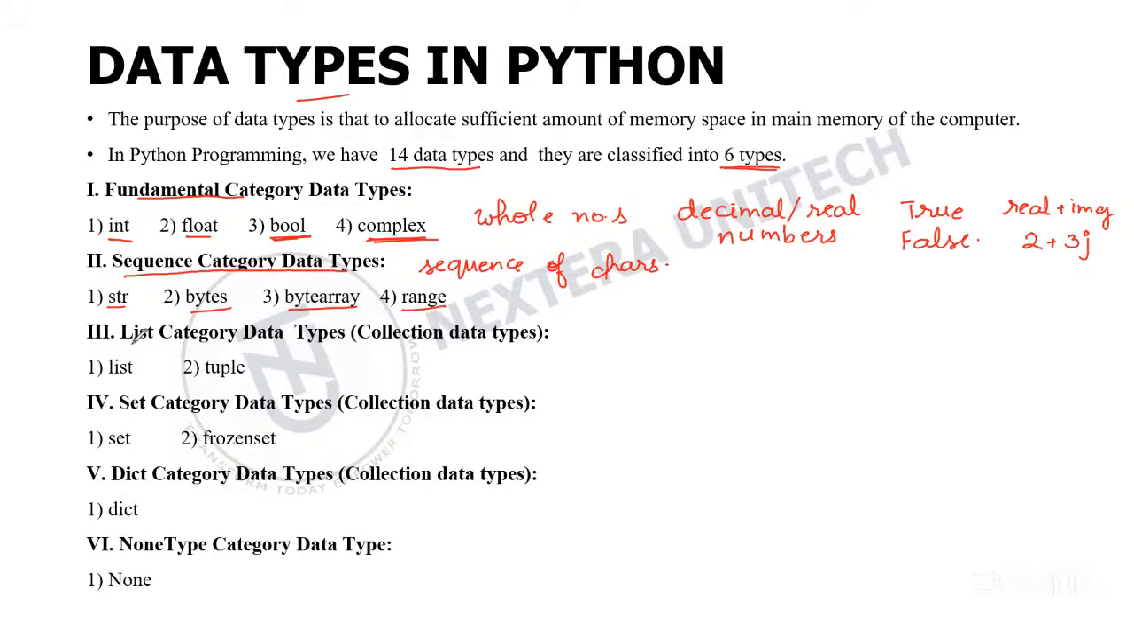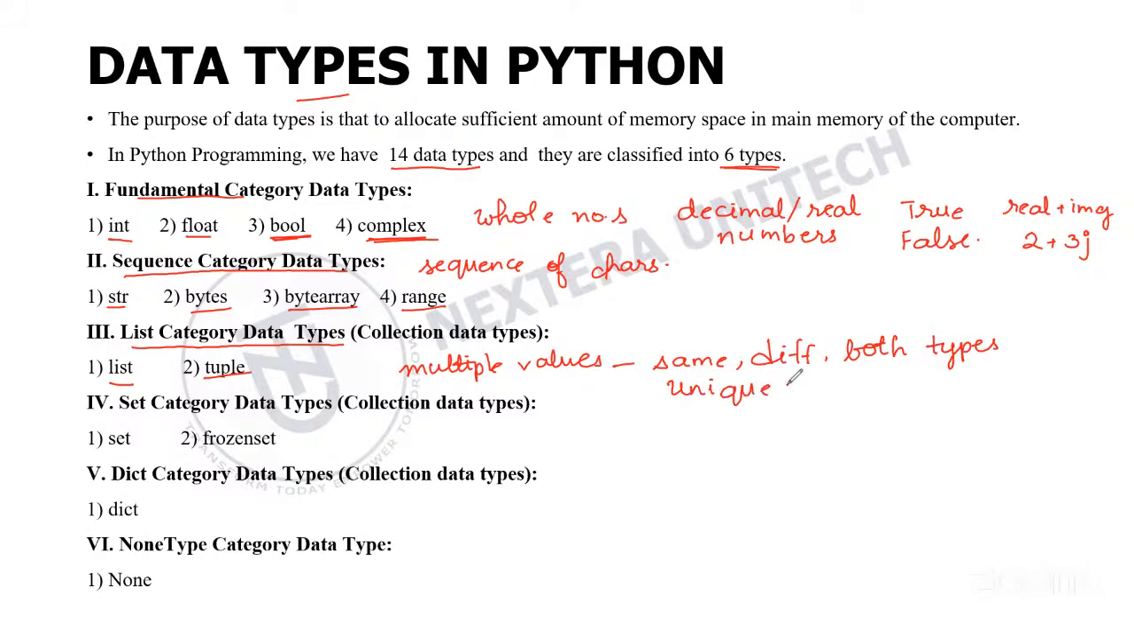And then moving on, we've learned about list category data types. In that we have list and tuple. So list and tuple store multiple values. These multiple values can be of the same data type or different data types, or it can include both types. And list and tuple also allow unique values and duplicates.